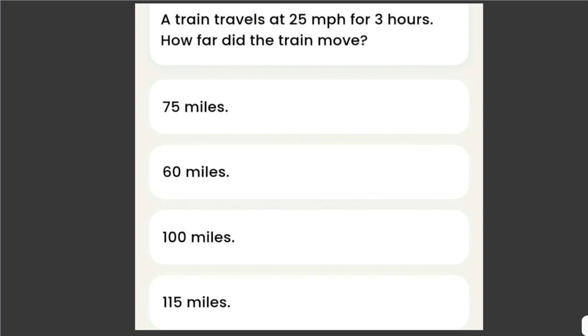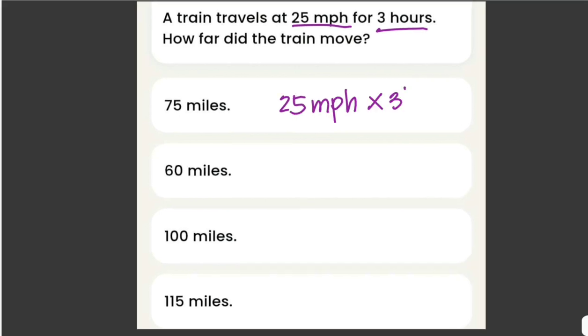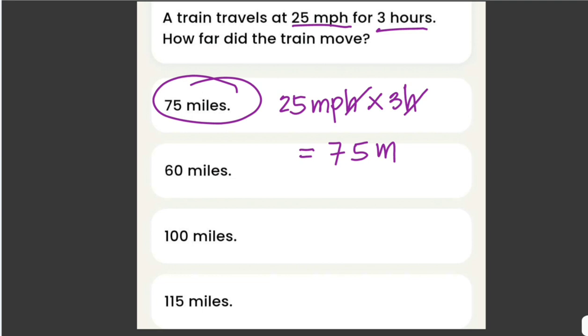A train travels at 25 miles per hour for 3 hours. How far did the train move? Alright, if a train is moving at 25 miles per hour, then each hour it will travel 25 miles. Therefore, if it travels for 3 hours, we just multiply 25 miles per hour times 3 hours. The hour unit cancels out, and we're left with miles, which is equal to 75 miles. So the answer is this one.